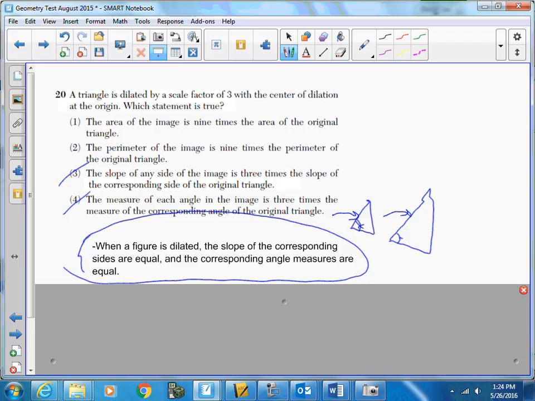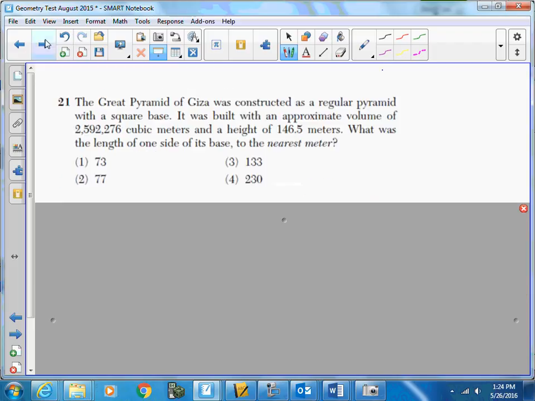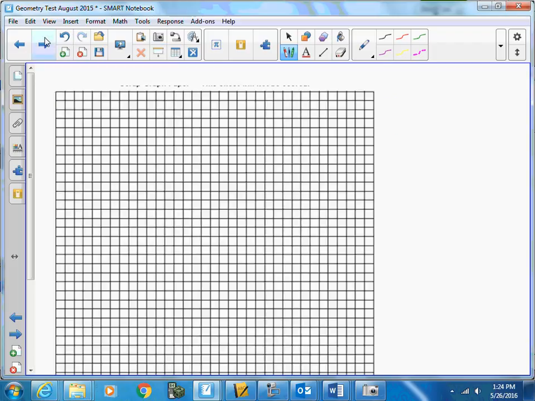So for this, I'm going to just go to my graph paper, and I'm going to graph a triangle and then get the image with a scale factor of 3. And I'm going to test out the area and the perimeter and see how the image compares to the pre-image. So I'm going to go over here to graph paper. Remember, you have this graph paper on your exam. Make sure and use it.